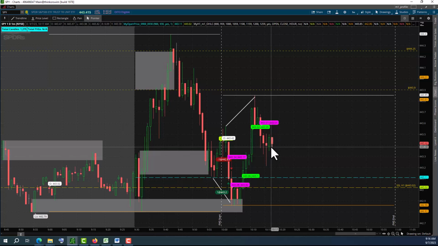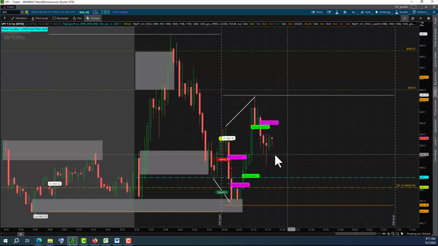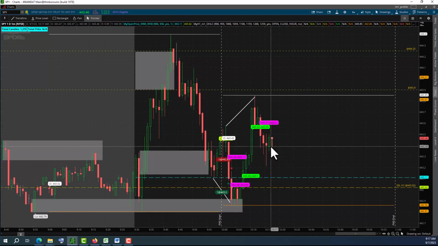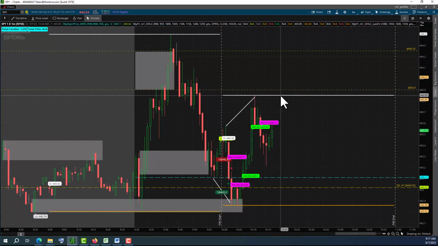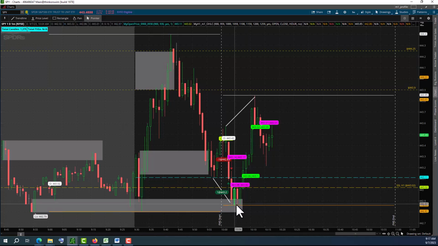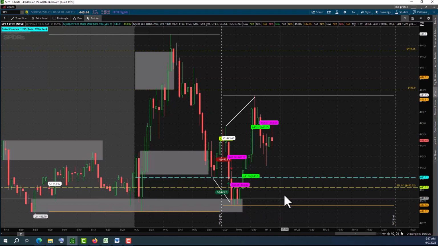Right here. It's a retest right here, around this fair value gap right there. Yes, I think it's going to go up. We just put the stop loss too tight right here and we got stopped out. So that's a lesson we learned.